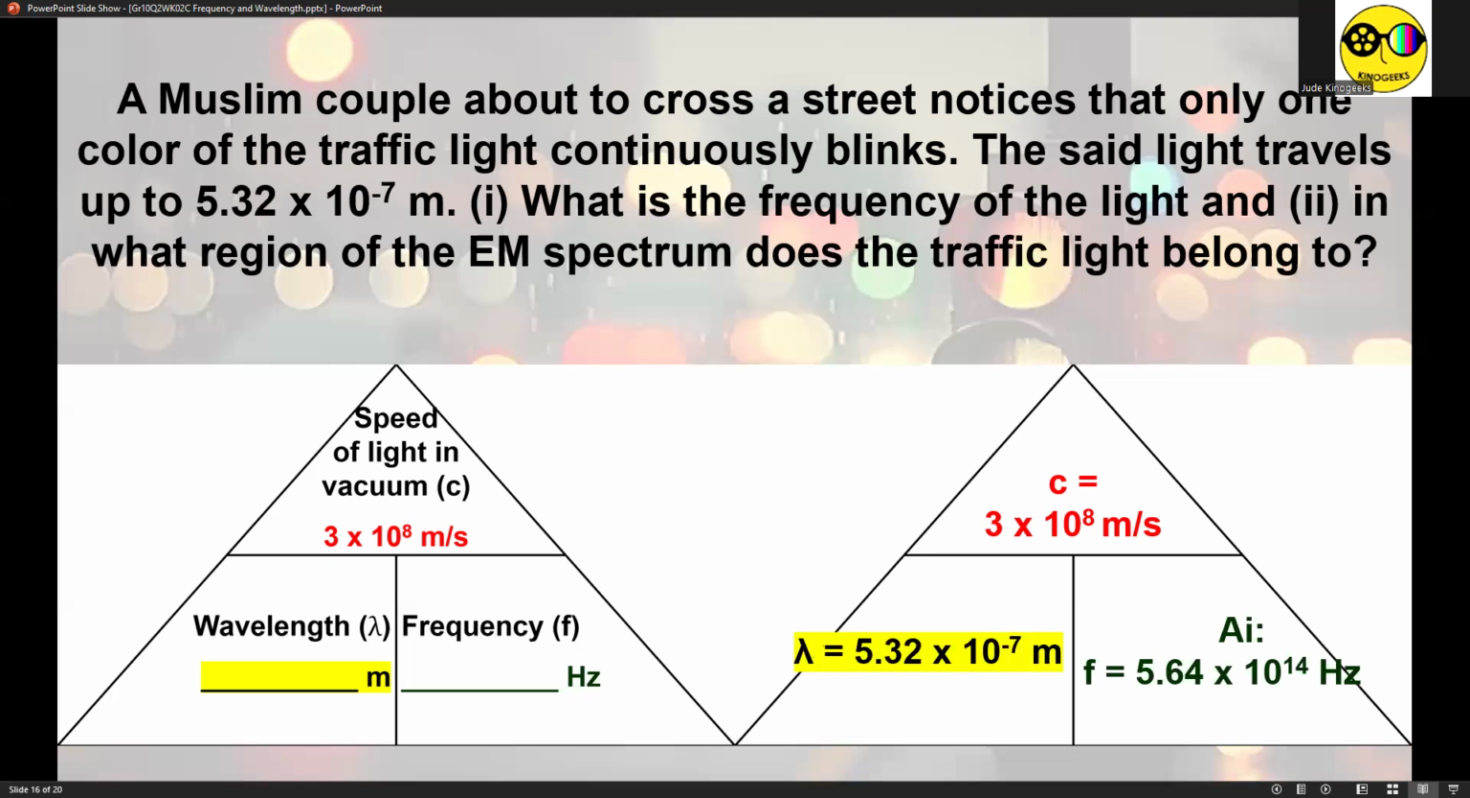Now, if we look back at the problem, the object featured is the traffic light, and only one color of the traffic light continuously blinks. So traffic lights normally come in a trio. So you have red, and then you have sometimes orange and sometimes yellow, and you also have green. So you have to choose among the colors which this frequency pertains to.